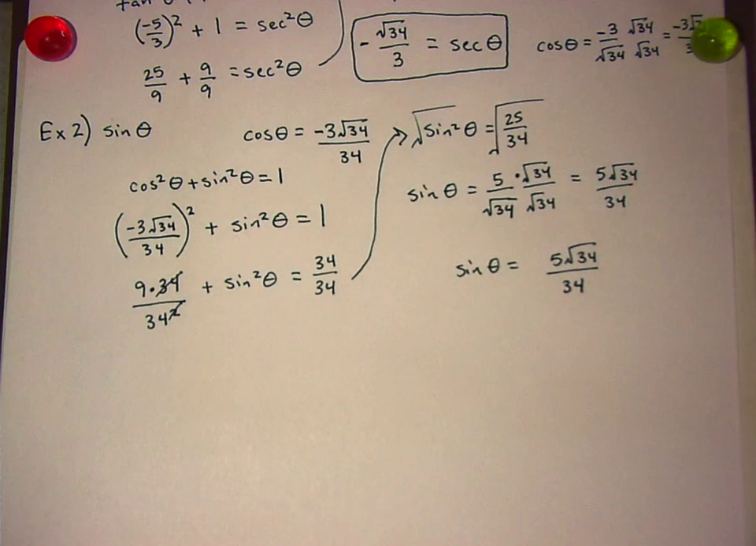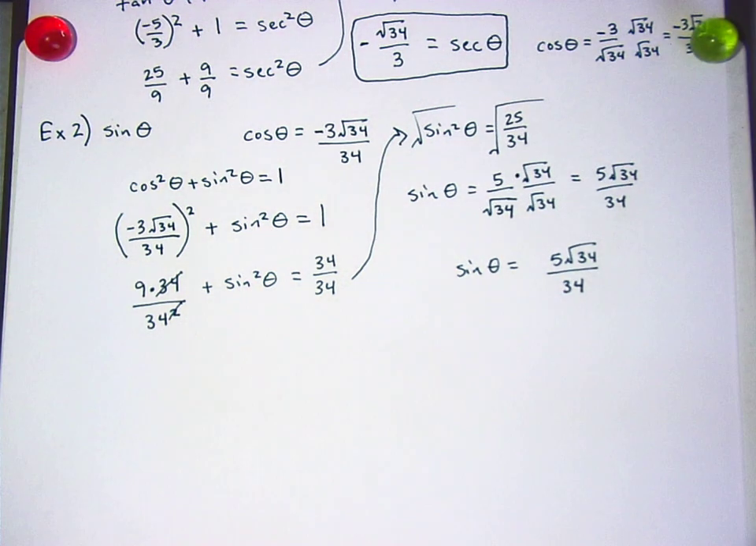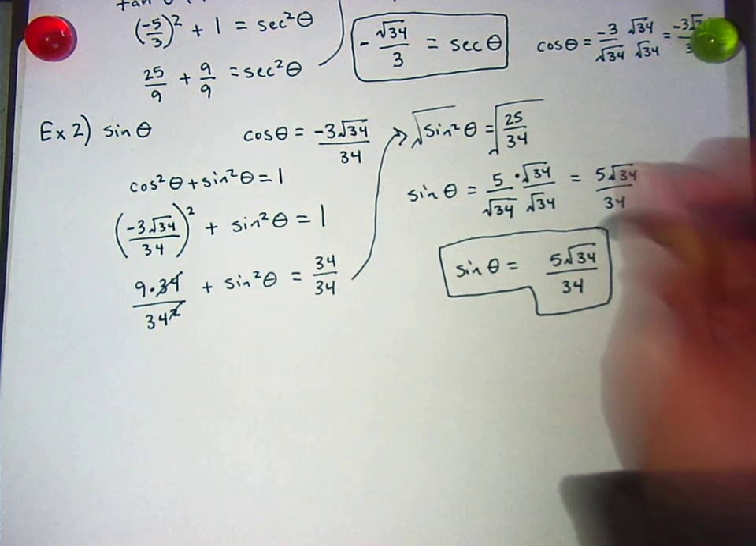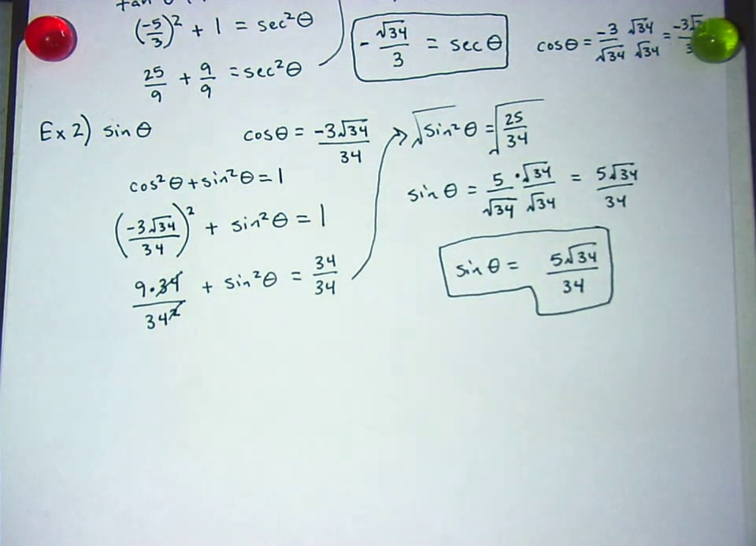Positive or negative sign in quadrant 2? Positive. Because? It's the y coordinate. Right, and the y coordinate is positive in quadrant 2. Okay, how are we feeling about this so far?